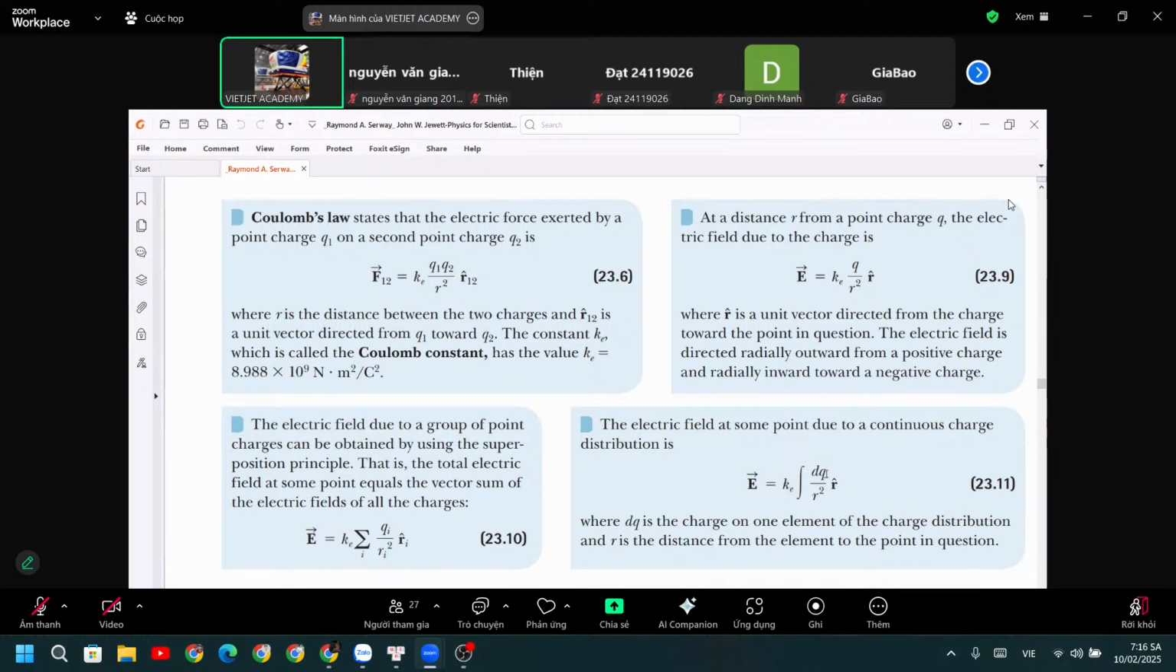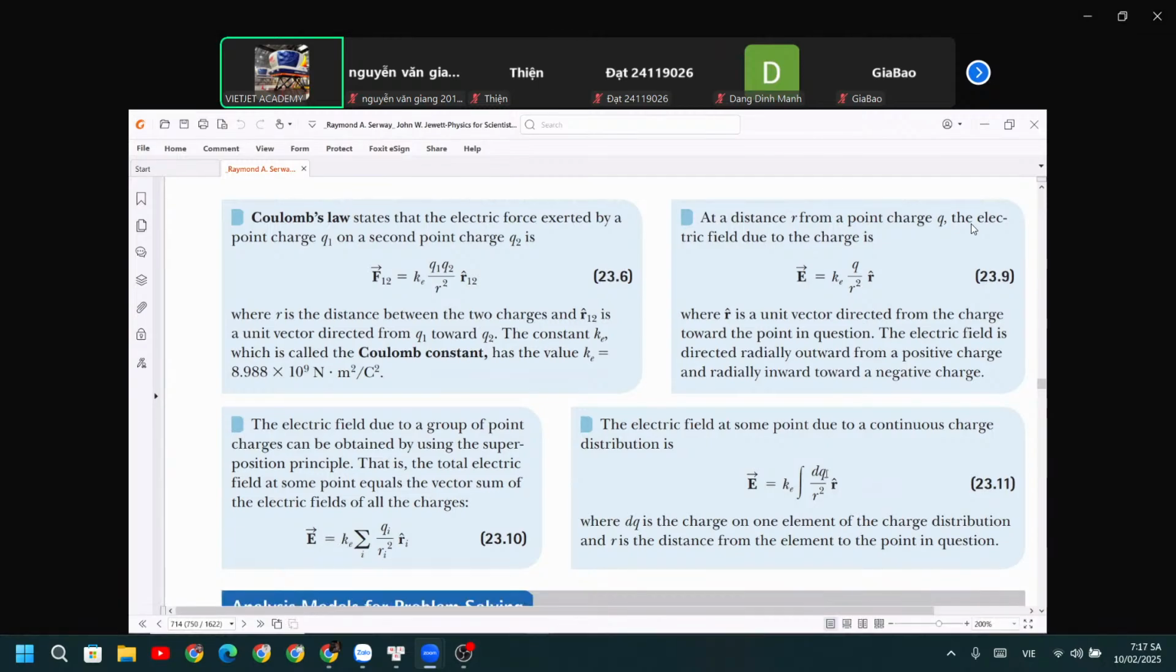You divide the object into many small pieces, each piece has a charge dq, and then you calculate the field of each piece by dq over r squared, like in this equation. Okay, this is the theory.